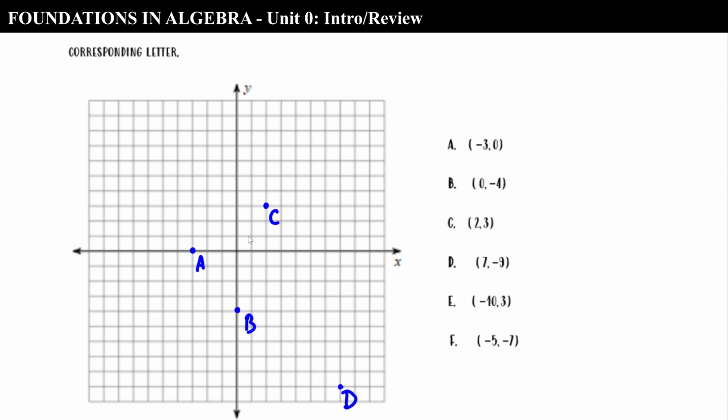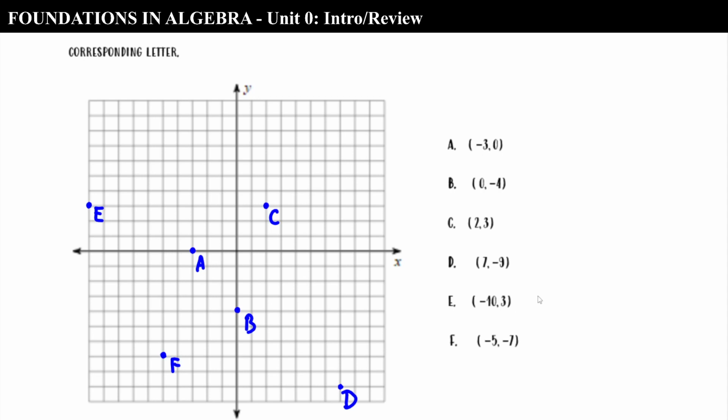For E, we go back 10 and we go up 3. So there we are for E. And then finally for F, we go back 5 and down 7. And there's where we're going to plot F.